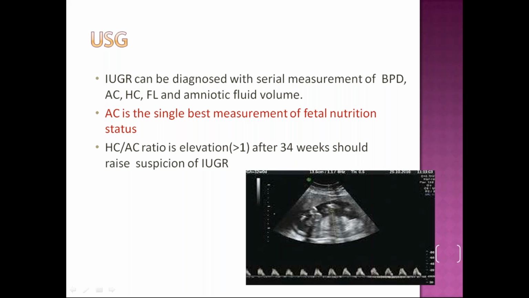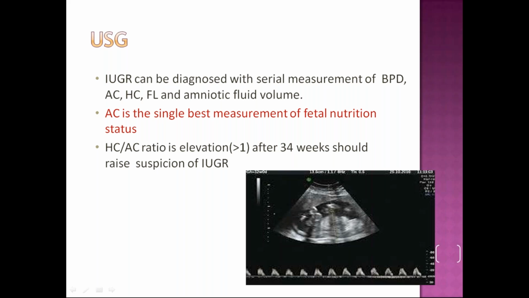So for IUGR, again, we are monitoring with ultrasound. Biophysical monitoring is there. What will we assess now? Indirectly we can assess the growth of the fetus. If it is IUGR, then again BPD, abdominal circumference, femur length, and amniotic fluid. This indicates how the baby is; the abdominal circumference is the single best measurement of nutrition. If the abdominal circumference decreases, then it is malnutrition of the baby. The baby is not getting proper oxygen, malnutrition.